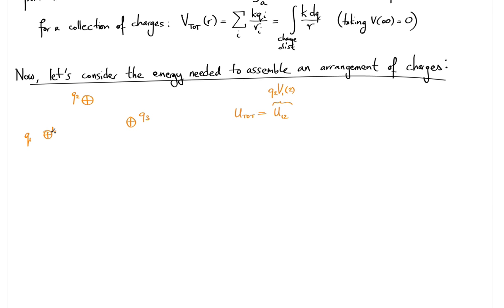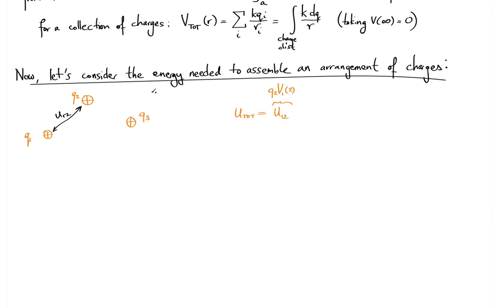So first I'll just draw this here. Actually, I'll change the color. So this energy is just U12. All right. So now I'm going to bring Q3 in here.